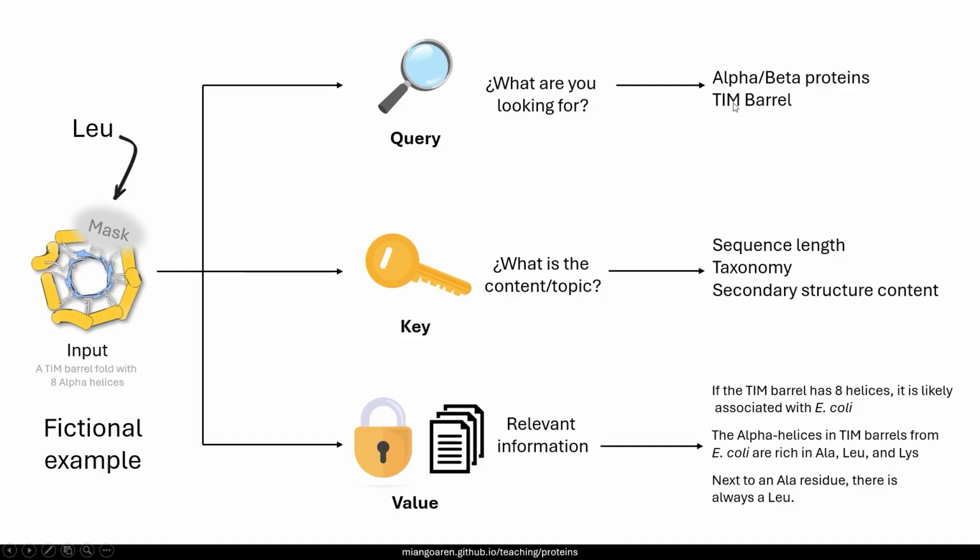So based on all this information that the transformer could find by searching through categories, finding them through their keys, we found this information relevant to be able to say that in this mask it is most likely that a leucine residue is the one that should go here. This is a fictional example of how this process of searching for information works, which had to be learned by the transformer itself.